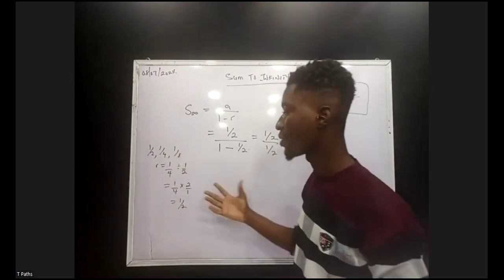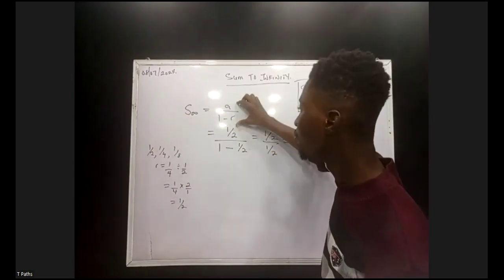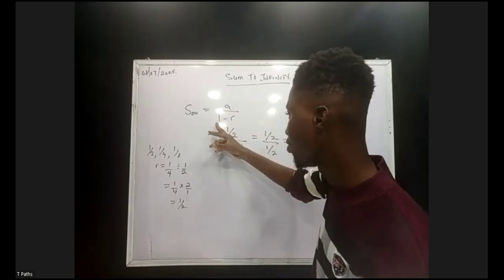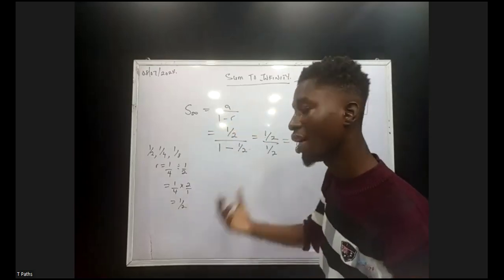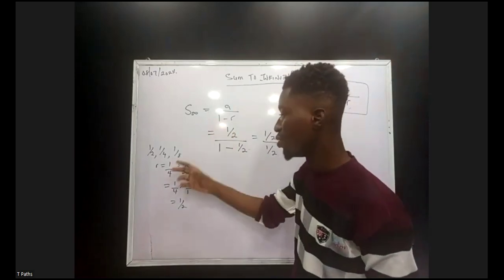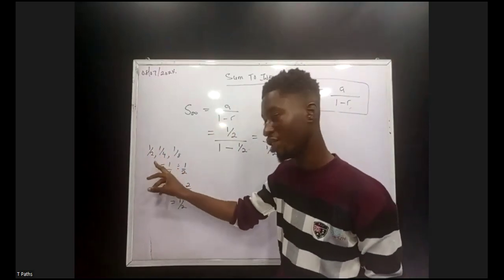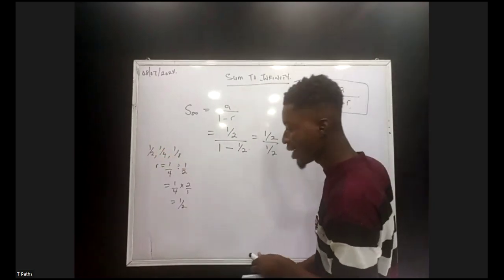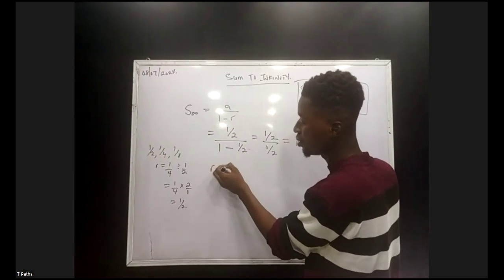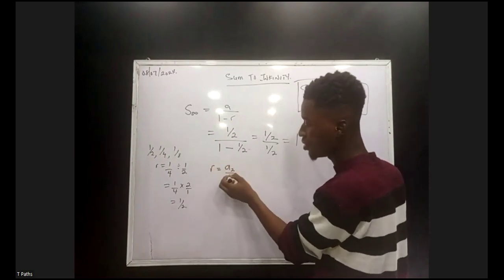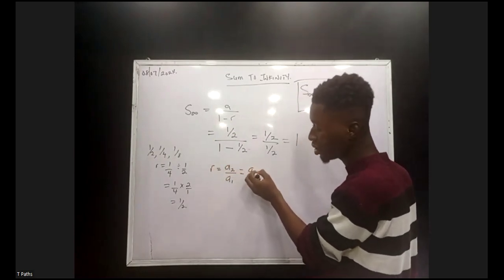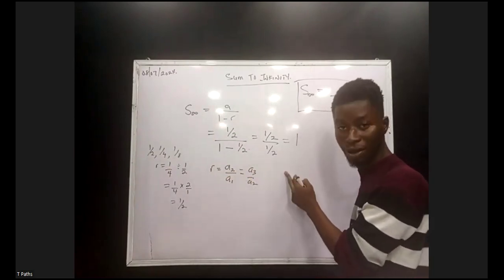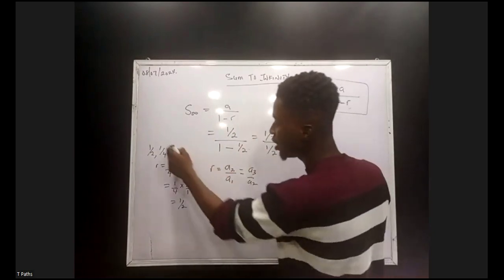Now, whenever you are asked to calculate the sum to infinity, if you remember this formula, we have our first term over 1 minus the common ratio. That tells us that in whatever we do, we must always plan to calculate the common ratio. And your common ratio is always the second term over the first term, or the third term over the second term. Doesn't matter which one you use. Now let's pick the second term.